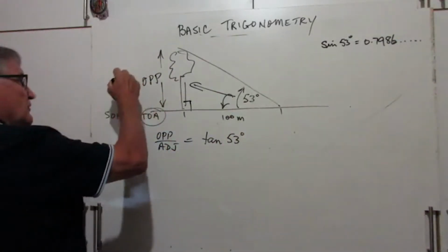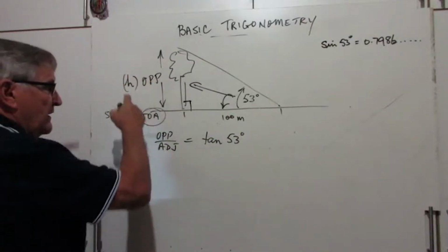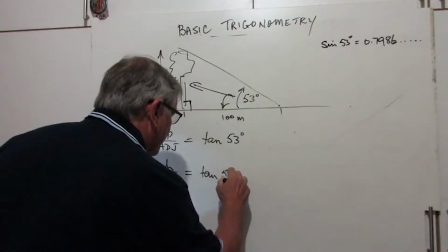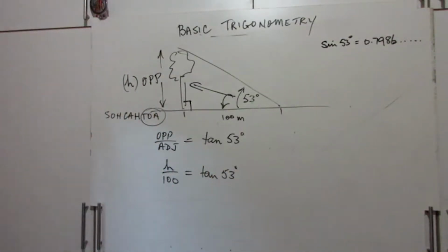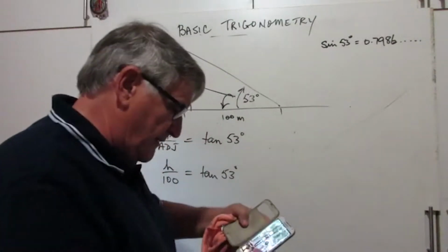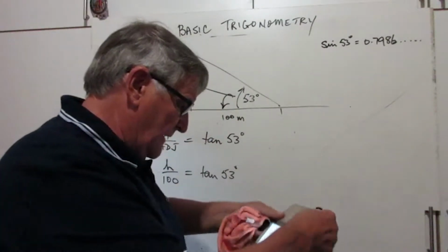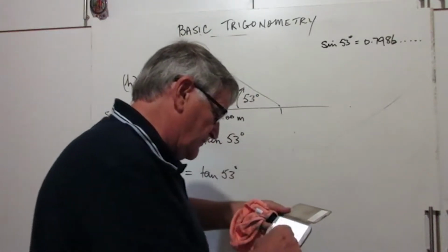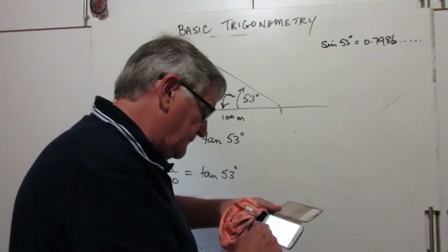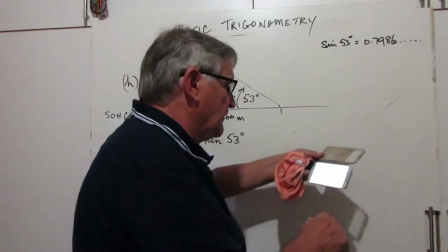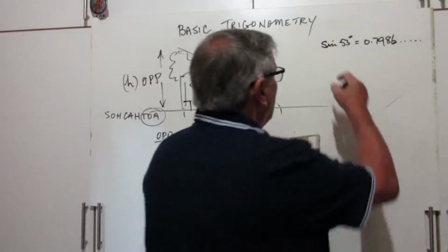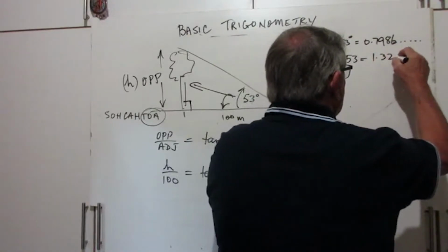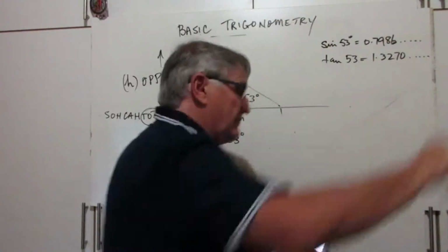And so let's call this H, our opposite side. H over 100 is equal to the tan of 53 degrees. Now I looked up the sine of 53 degrees, thinking I was going to have to use the sine, but let's clear that. 53 degrees, oops, I've got to do the tan first. Tan 53 degrees equals 1.3270, and it goes on forever.